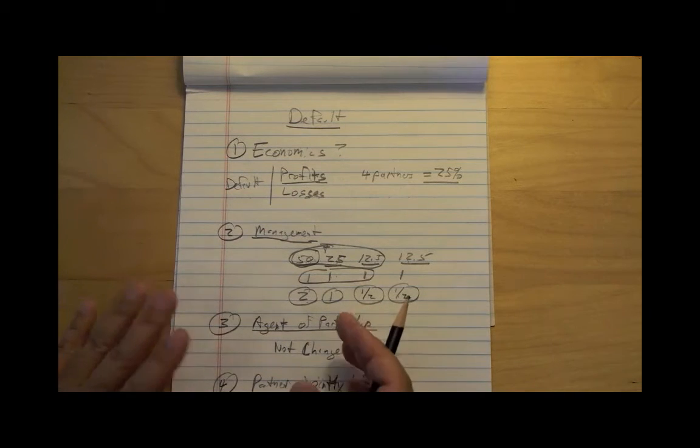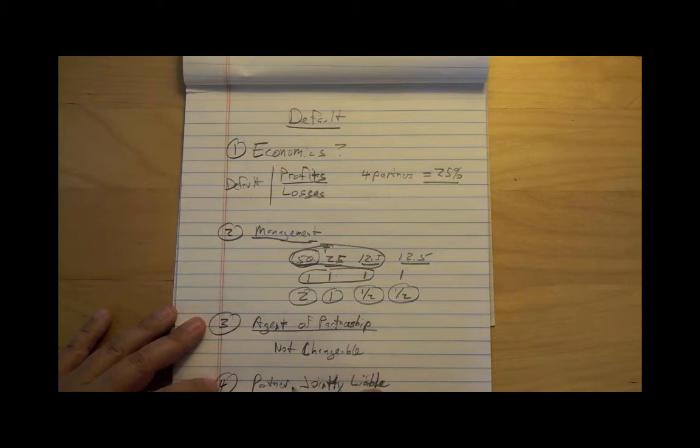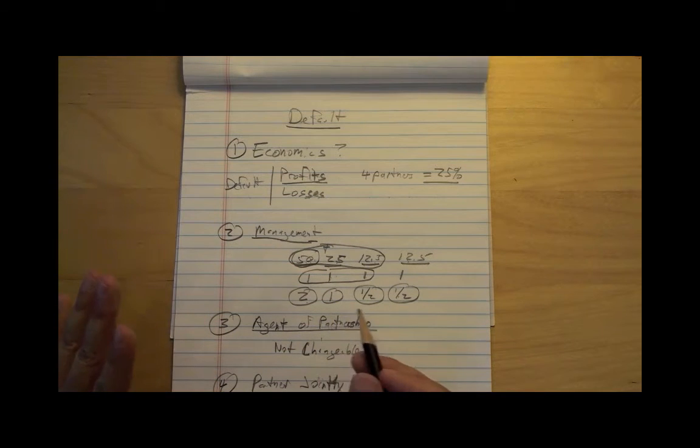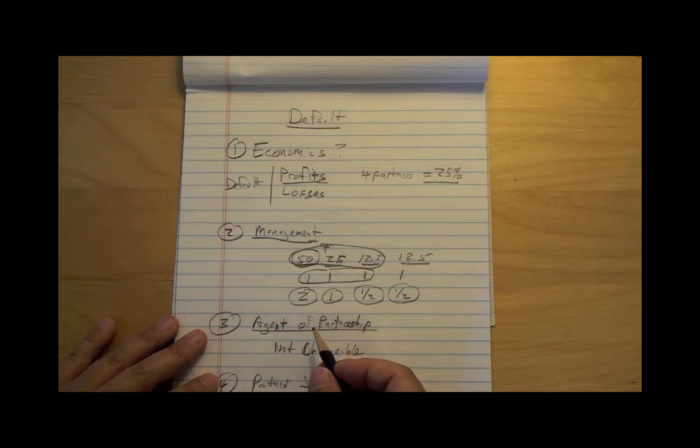The basic idea that you have to keep in mind is that partners are jointly, and in most cases jointly and severally, liable for the debts and obligations of the partnership. And those debts and obligations can be created by any partner in the firm, right? So that's one of the great downsides of the partnership arrangement.